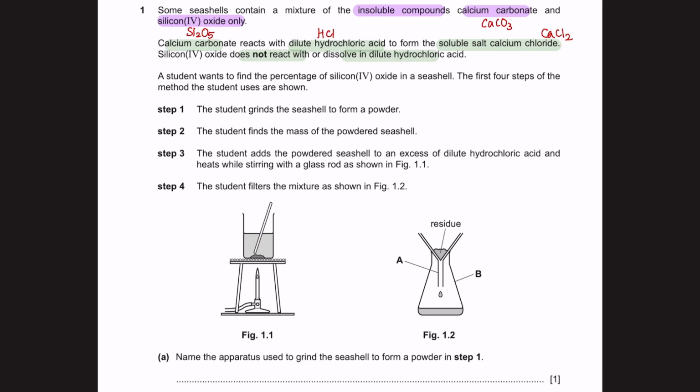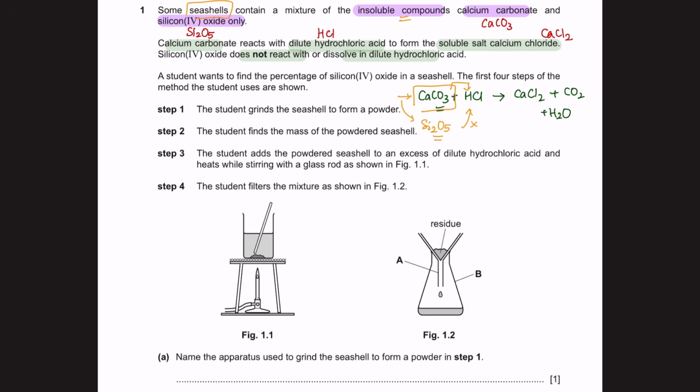So I'll rewrite the reaction in a chemical equation form. Calcium carbonate reacts with hydrochloric acid and it forms calcium chloride, which is the soluble salt. Any reaction with carbonate will form carbon dioxide and water as its product. So the calcium carbonate here is an insoluble compound which is coming from a seashell. So the seashell contains calcium carbonate and it contains silicon oxide. They say that the silicon oxide will not react with hydrochloric acid but calcium carbonate will.